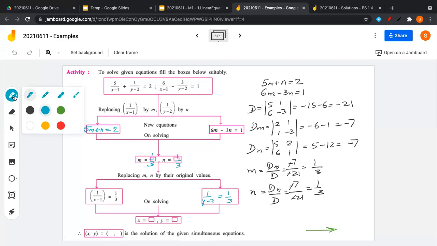Now, when you go to the next step, 1 by 3 will be equal to 1 by x minus 1, right? If you do that substitution and do the final calculations, you can find the value of x and y. First try, give me the values, then I will change the screen.